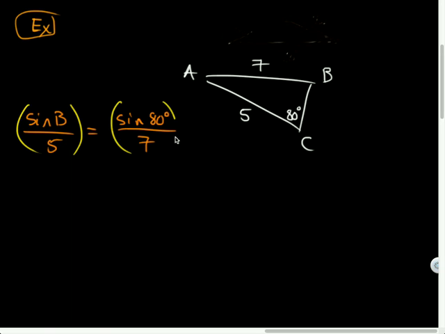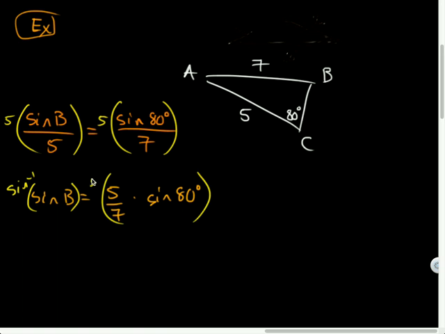Multiply by 5. And I would get sine of B equals 5/7 times sine of 80. Right? How do I get B by itself? It's tied up in a sine. There's no such thing as dividing by sine. Sine inverse! So I'm sine inversing this whole thing over here, and I will get B is exactly that, the sine inverse of that.